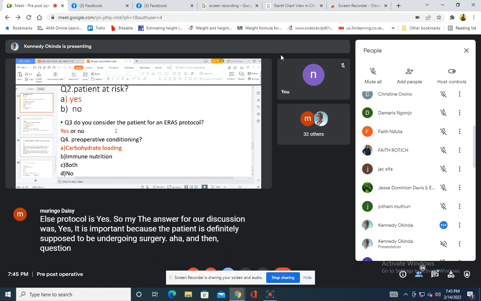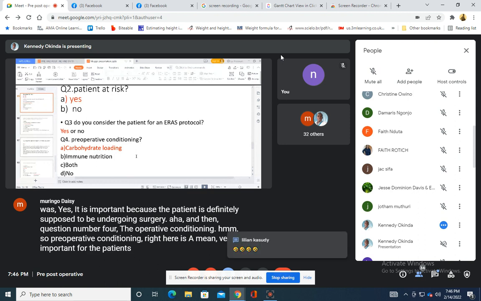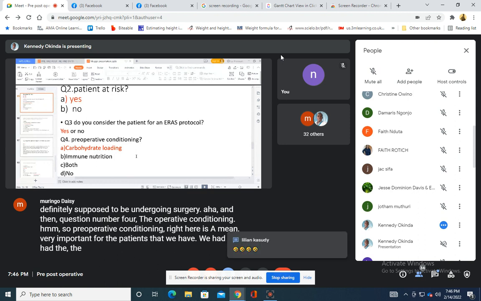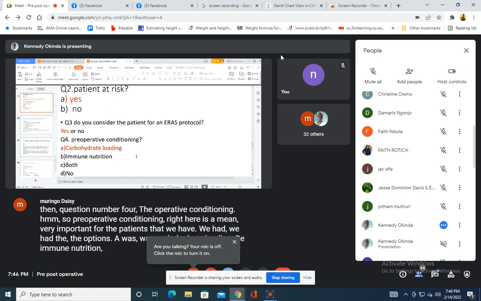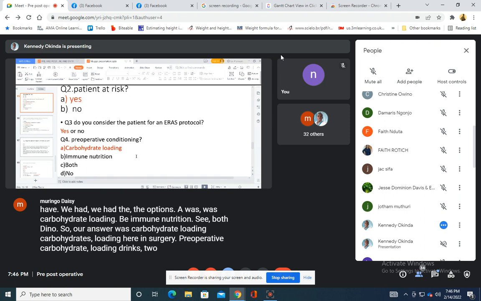And then question number 4: preoperative conditioning. Preoperative conditioning is very important for the patient. We had the options: A carbohydrate loading, B immune nutrition, C both, D no. So our answer was carbohydrate loading. Preoperative carbohydrate loading means drinks 2 hours before surgery.